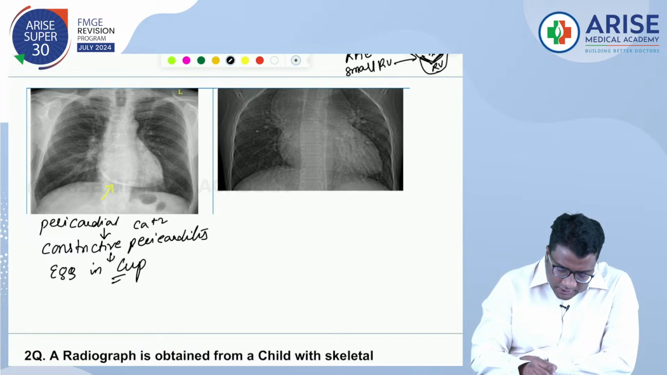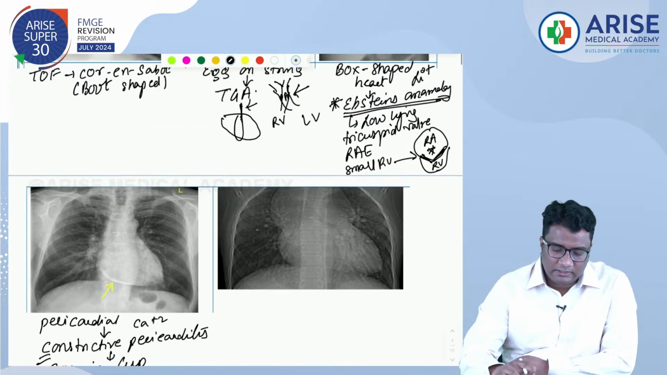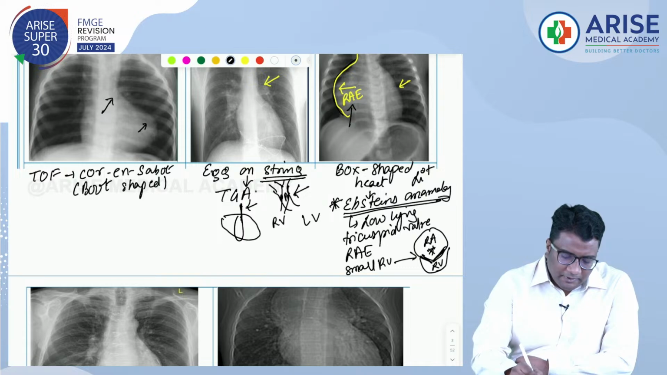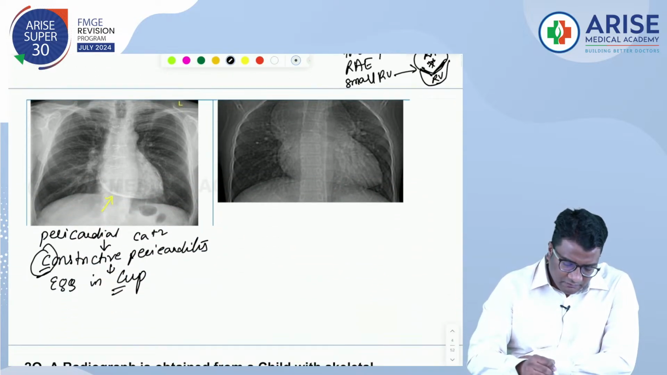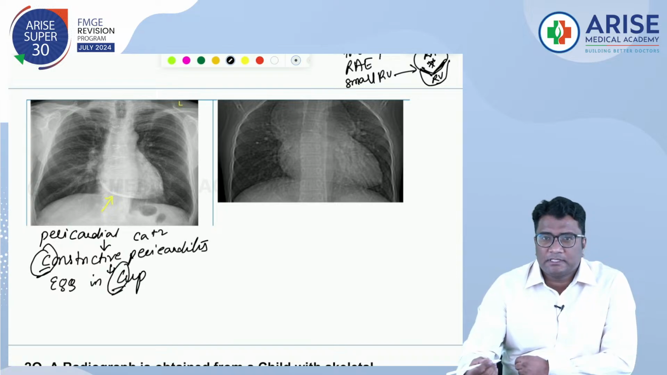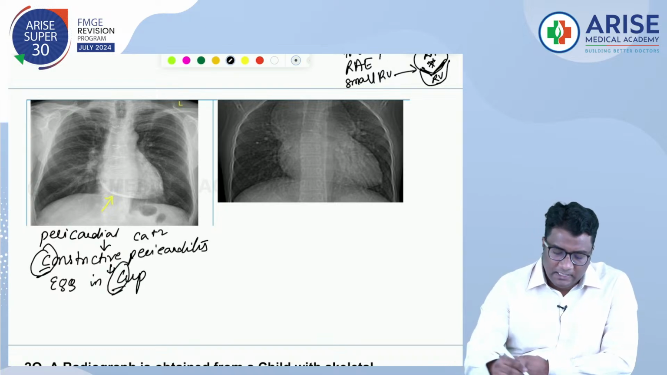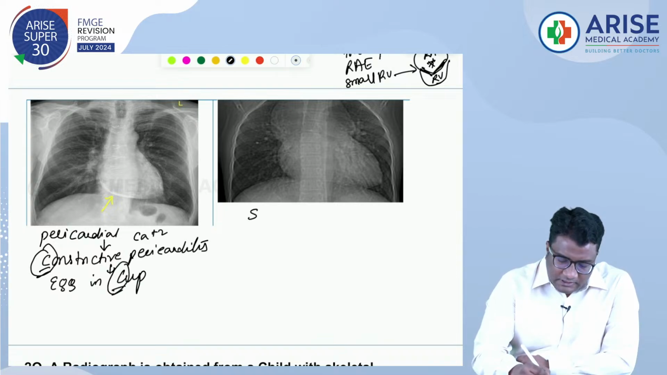Egg in cup. So do not confuse it with egg on string appearance, which is seen with transposition of great arteries. Remember C for C: egg in cup appearance is constrictive pericarditis, the pericardial calcification. And this is classic. This is your previous FMG question. You had this image in the exam.